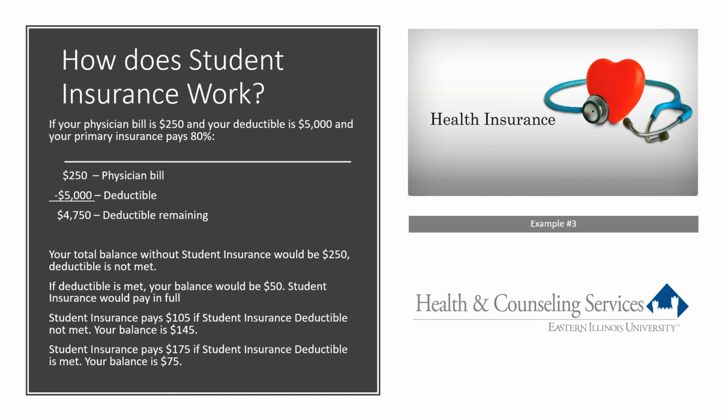balance of $75. An additional option to consider is what if you had met your primary insurance deductible of $5,000. In this case, your primary would pay 80% of the bill, or $200, leaving you with a $50 balance. Student insurance would pay this balance in full.